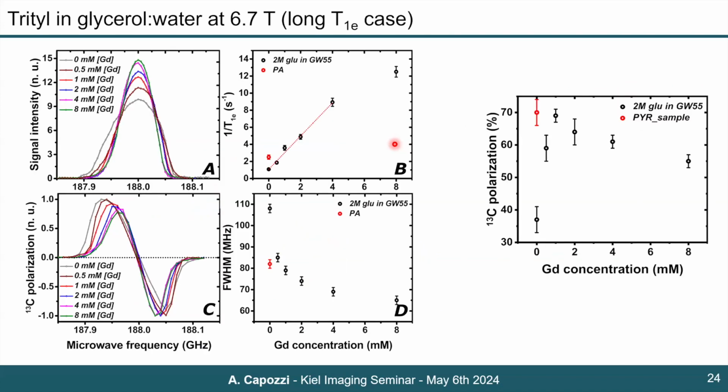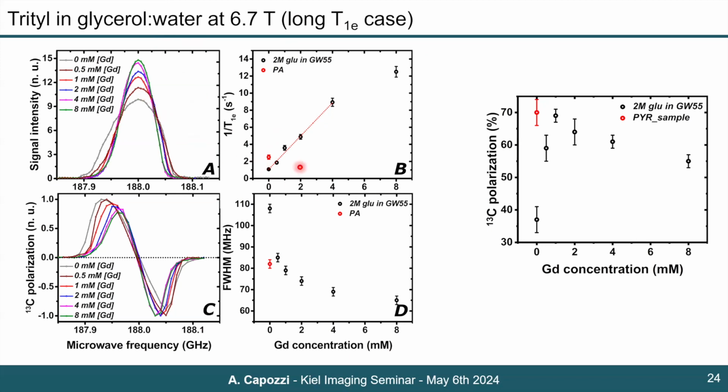Differently, trityl in other matrices, so in other solvents than pyruvic acid, for instance glycerol water, that is a widely used solution to dissolve other molecules that are not pyruvic acid, for instance glucose, acetate, alanine. So the T1E, although the concentration of radical doesn't change with respect to pyruvic acid, and the field is the same, the temperature is the same, the T1E of trityl in glycerol water is much longer, is 1 second at 6.7 Tesla. And this is inefficient from the DNP point of view, because the turnover is not fast enough.